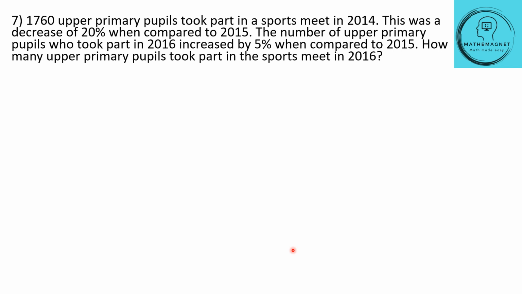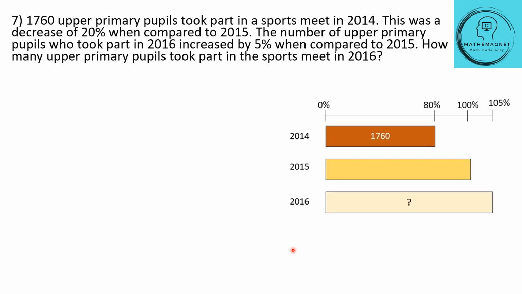Let's begin by drawing the bar model for your easier understanding. Now there are 3 bars for 2014, 2015 and 2016. Now 2015 becomes your base value. Both the comparison of 2014 to 2015 and 2016 to 2015 is done against 2015. So basically this becomes your base value. So this becomes 100%.